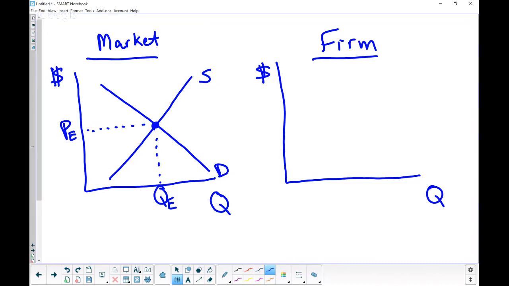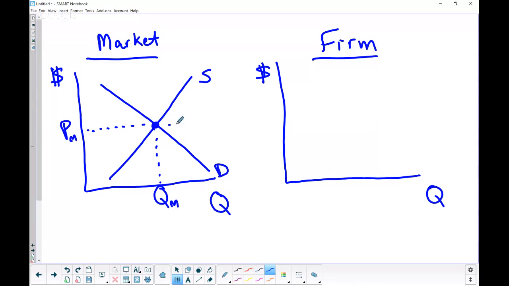And then we're going to take the information that we've gathered here from the market, and it's going to determine what our firm looks like. So we're going to take this price, and actually, my apologies, it really should be QM for the market. If we're really talking AP, they're going to tell you that it's the PM and QM for the market.